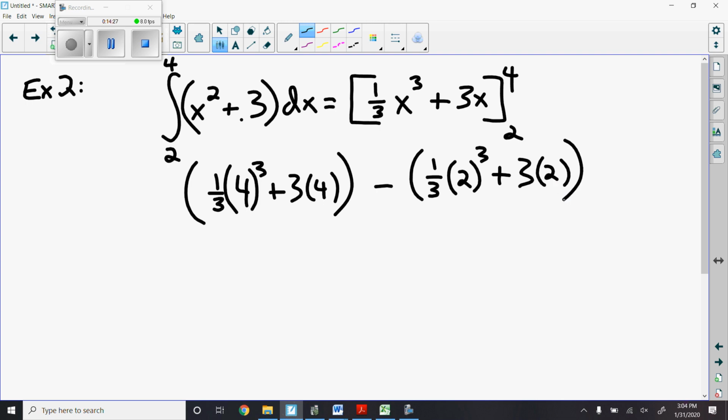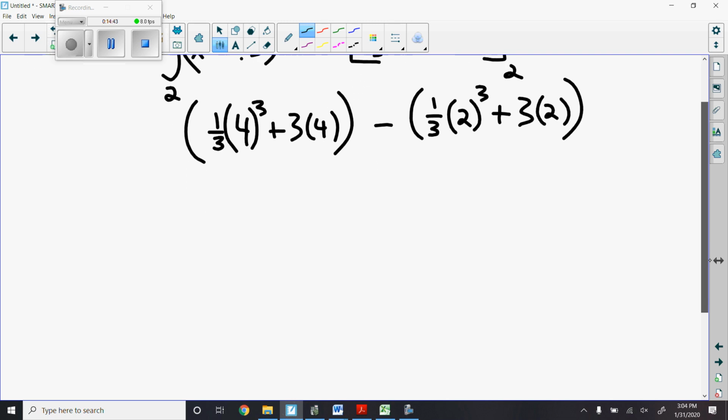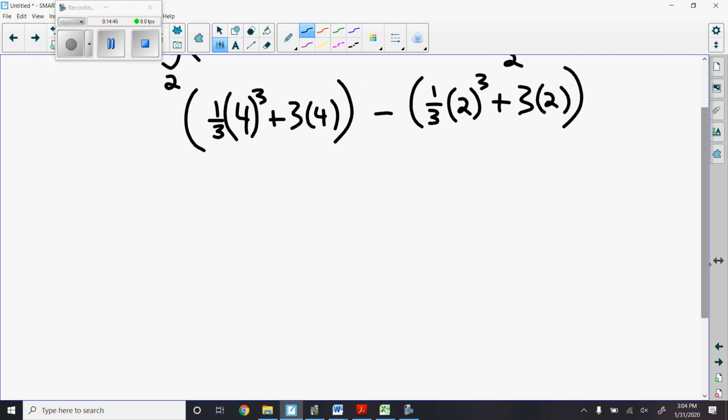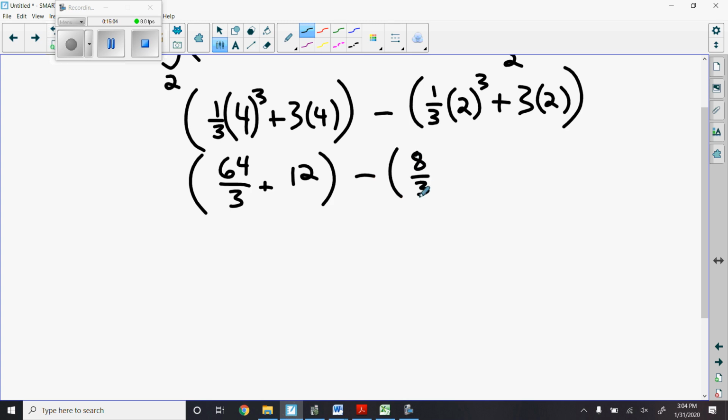Okay? And I like to solve these things separately and then combine them at the end so I don't make a parenthesis mistake. So this one's obviously going to be a little bit more difficult because of that 1/3 in there, but we can still get the correct answer. So let's solve. 4 cubed, I know, is 4 times 4 times 4, which is 64. So I'm going to get 64 over 3 plus 12. Working over here, 2 cubed is 8, so I'm going to have 8 over 3 plus 6.